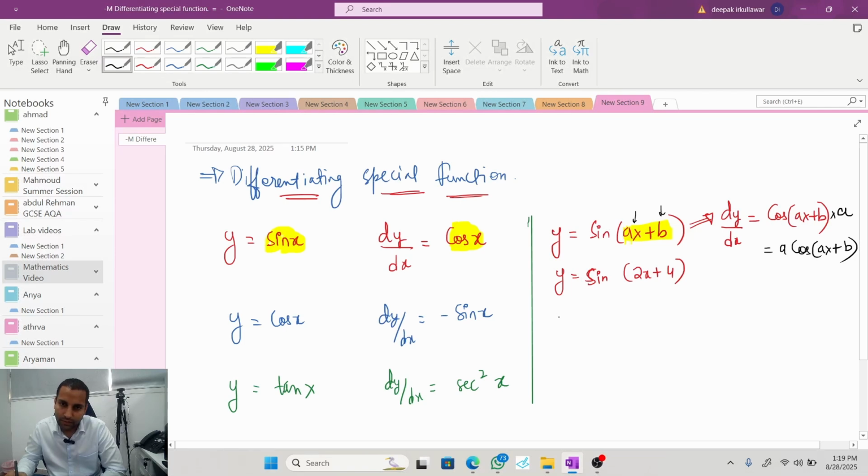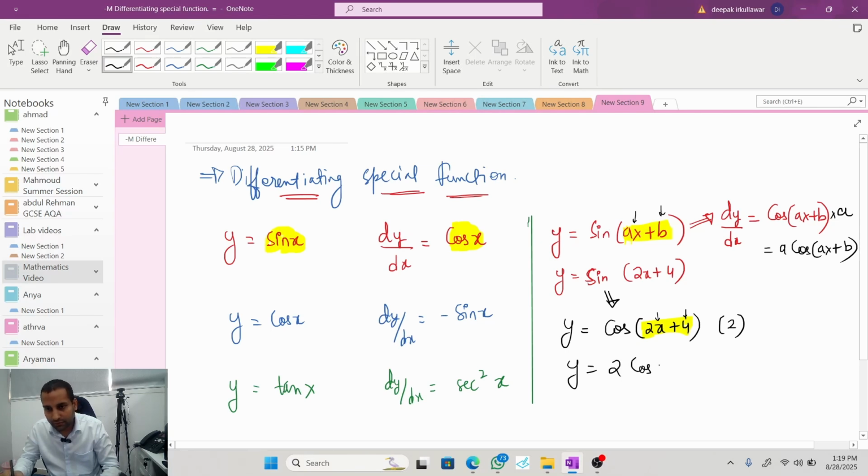Okay, let us do this example and understand it. Differentiation of sine will become cos 2x plus 4. Now you need to differentiate this inside part. Differentiation of 2x plus 4 is nothing but 2, because differentiation of 4 is 0 and differentiation of x is 1. So 2 times 1 is 2. So this is your final answer. I can rewrite this as 2 cos 2x plus 4. Hope you understood how to solve such questions.